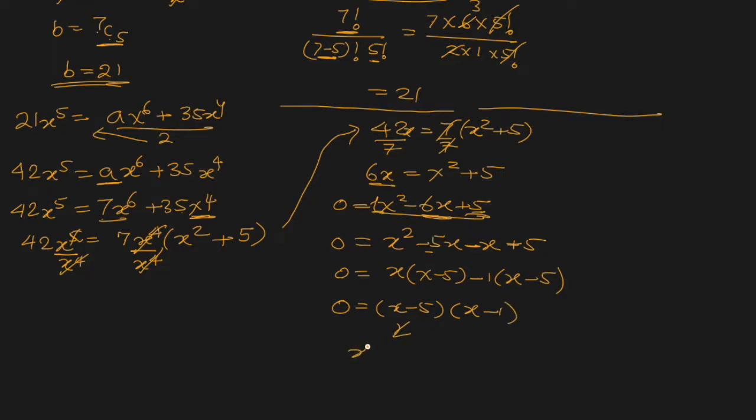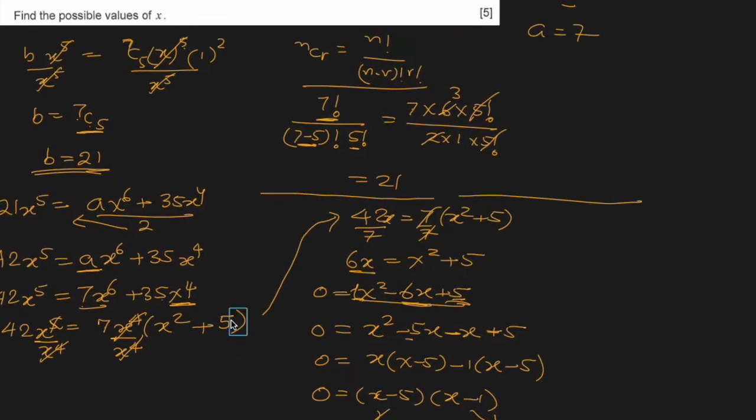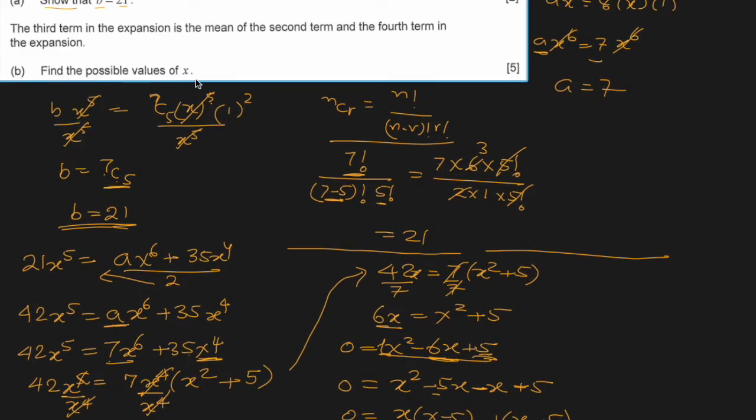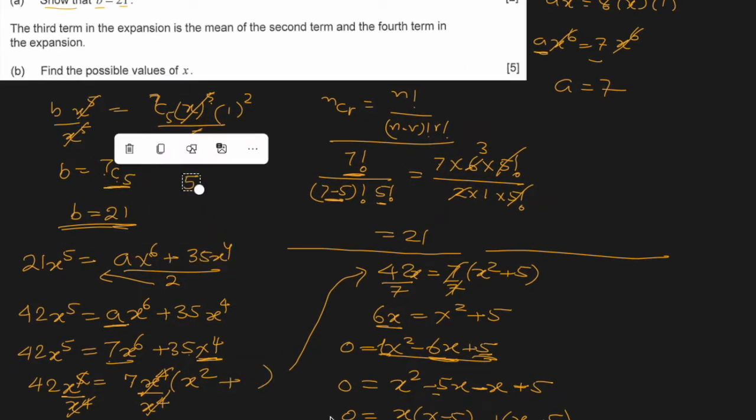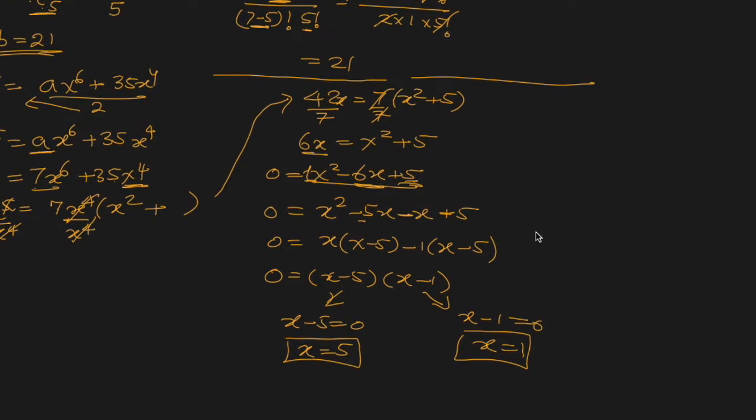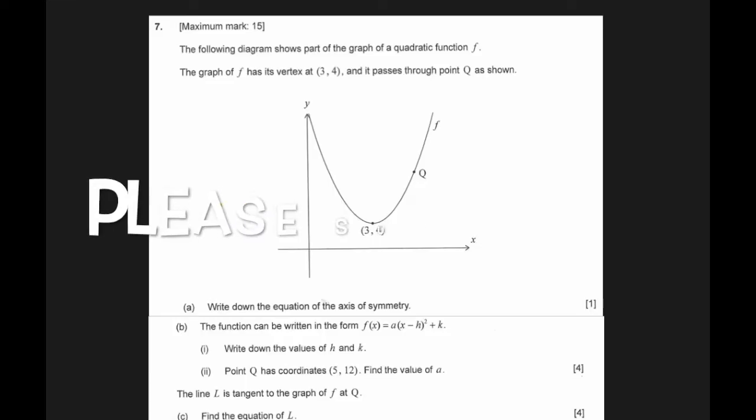So we got our answers. x minus 5 equal to 0, x minus 1 equal to 0. This will be x equal to 5. This is our first answer, the possible values of x they were asking. So we have two possible values of x, 1 and 5. Find the possible values of x, which are x equal to 1 and 5. Question 7.